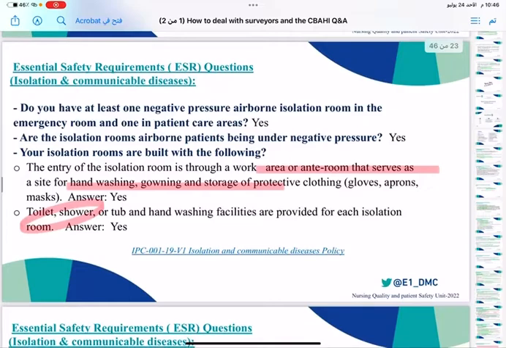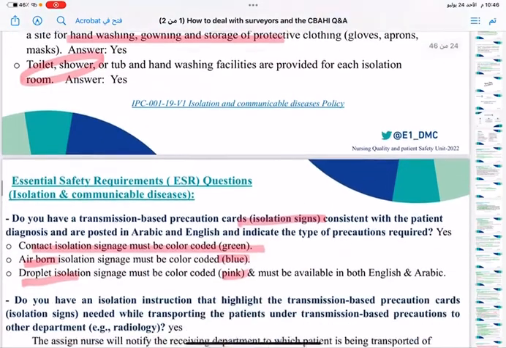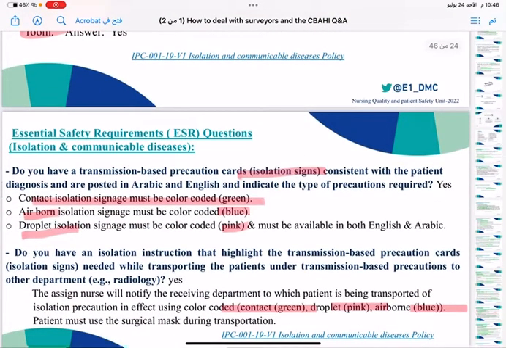Regarding isolation, there are three types: droplet, airborne, and contact. Contact is color coded green, airborne is blue, and droplet is pink. These tags have to be put on the patient's door sign according to the type of isolation, whether contact, airborne, or droplet.